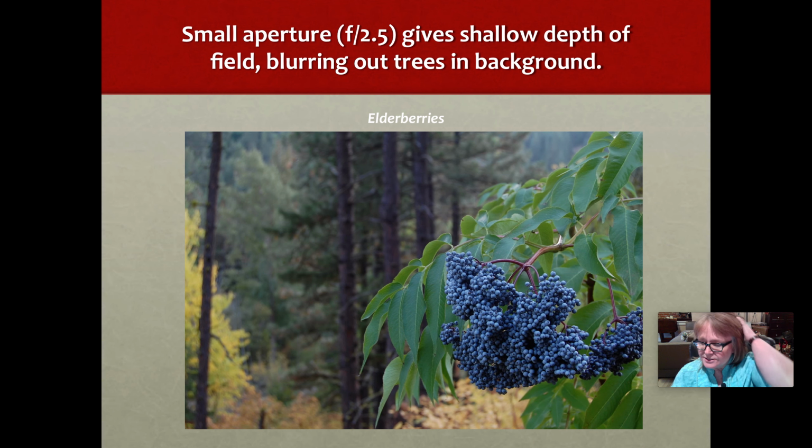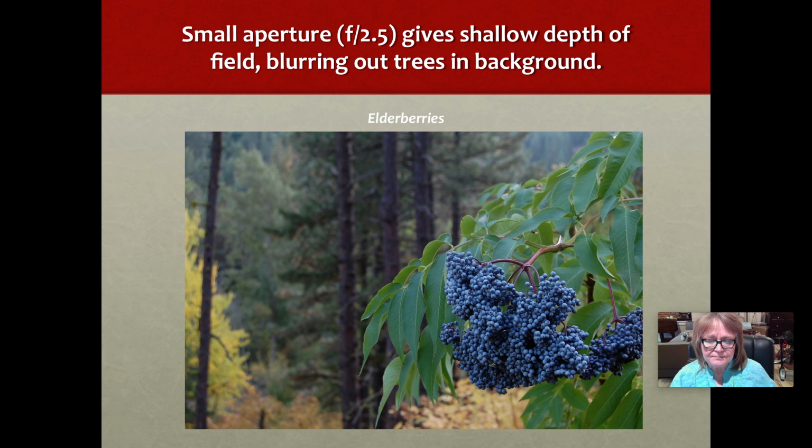But if you shoot with a small number aperture, you get something different. This is a shot I took of some elderberries out in the woods right before hunting time. A guy drove by and said, aren't you afraid you're going to be hit by a gun? Anyway, so I sashayed out of there. But before I sashayed out, I got this picture of elderberries. And this was shot at f2.5. And see how the elderberries are in focus, but the trees in the background are a little bit blurred.